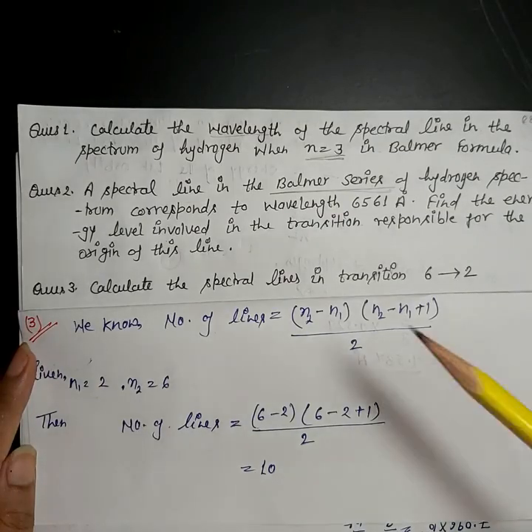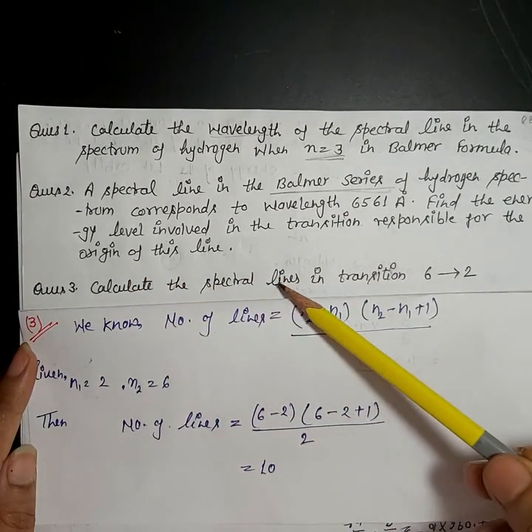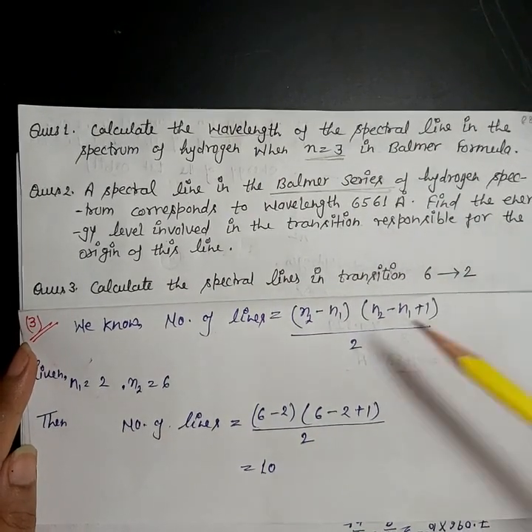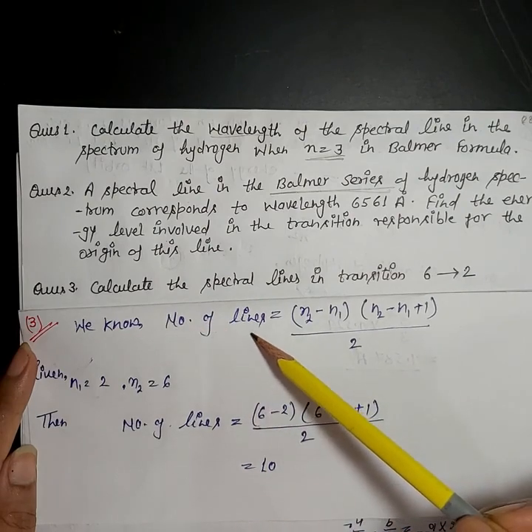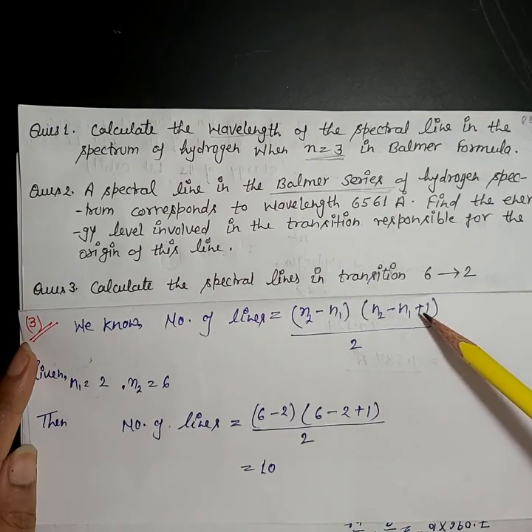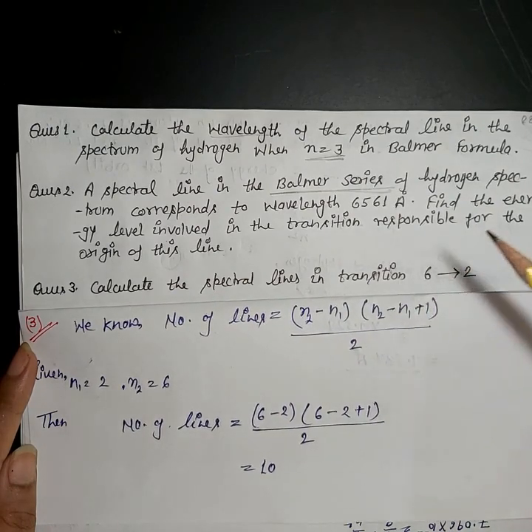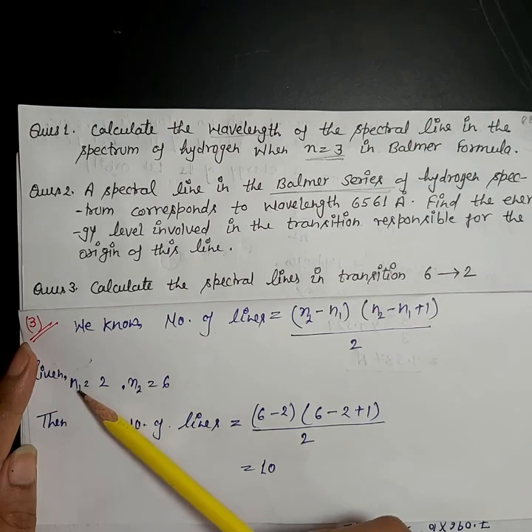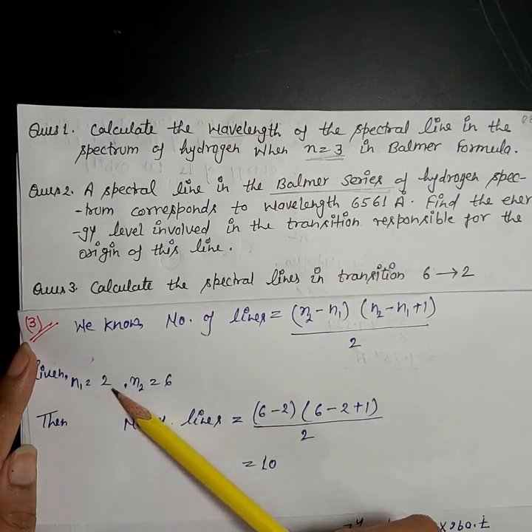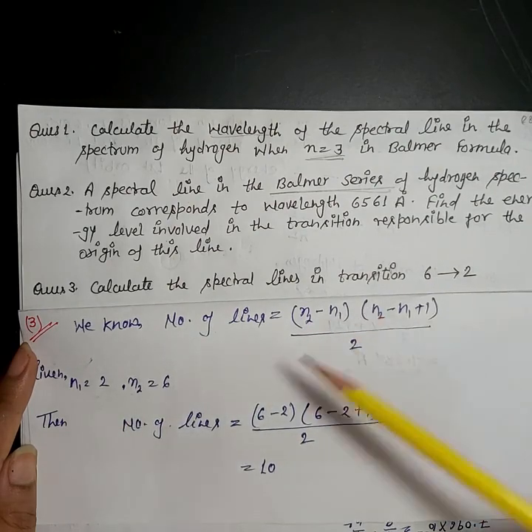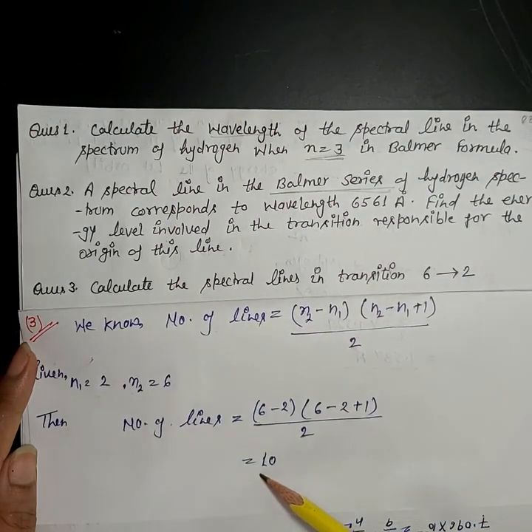Now we will solve the third question. The third question is: calculate the number of spectral lines in transition 6 to 2. As I told you, the number of spectral lines can be calculated by the formula (n2 minus n1)(n2 minus n1 plus 1) divided by 2. Here n1 is 2, sorry, and n2 is 6. By putting the values of n1 and n2, we get the number of lines, which equals 10.